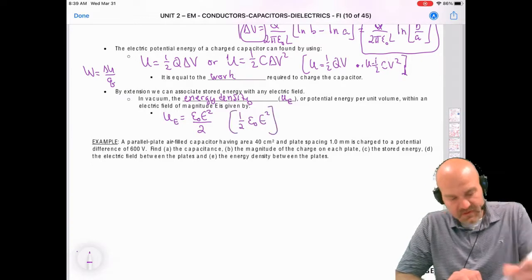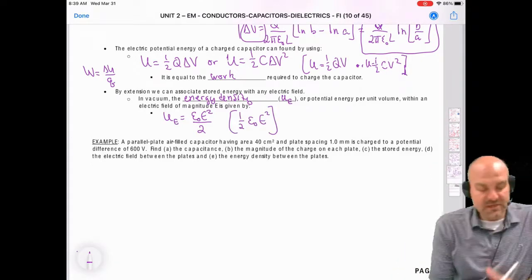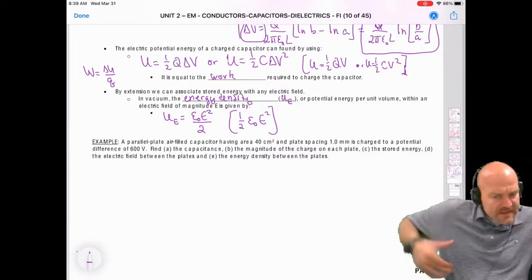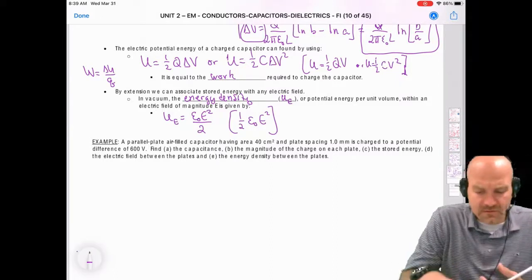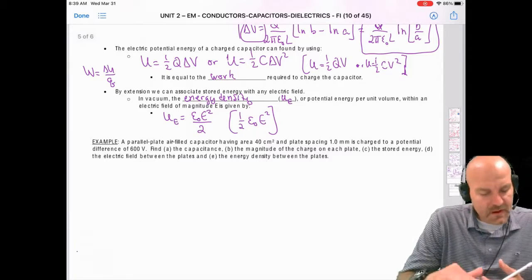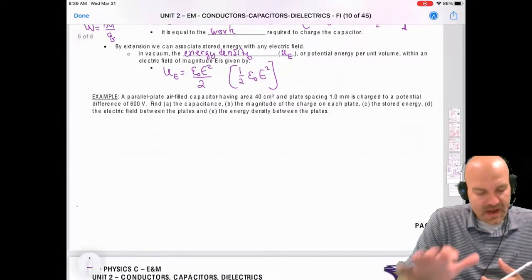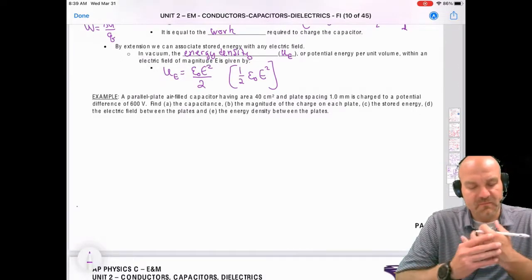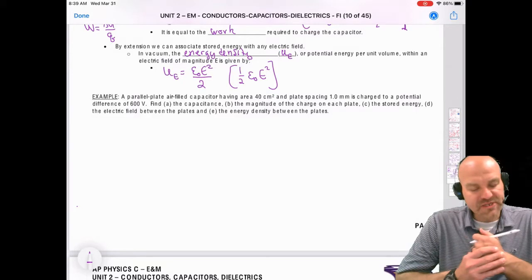That's the same way to write that equation. Okay. So now let's put a lot of this together into one single problem. This problem says a parallel plate air-filled capacitor having an area of 40 square centimeters and a plate spacing of 1 millimeter is charged to a potential difference of 600 volts.